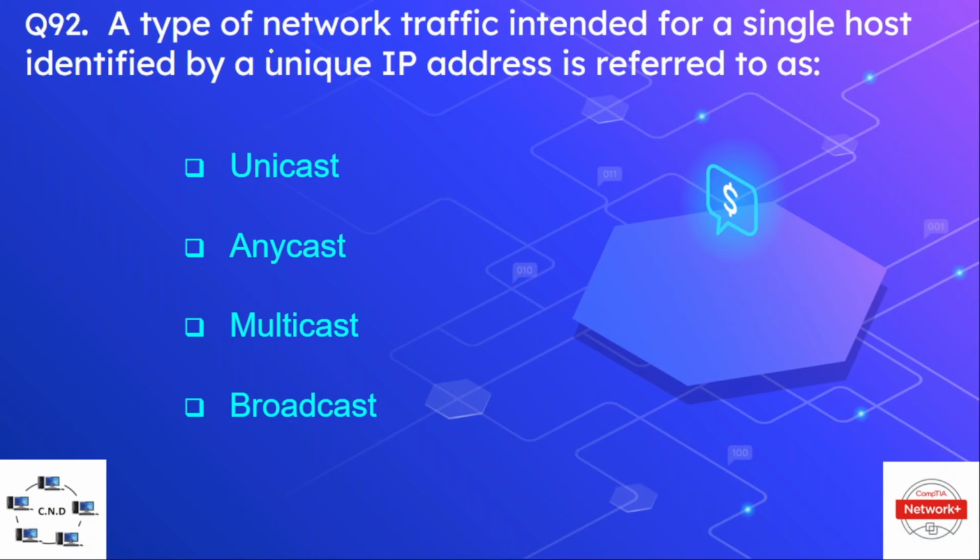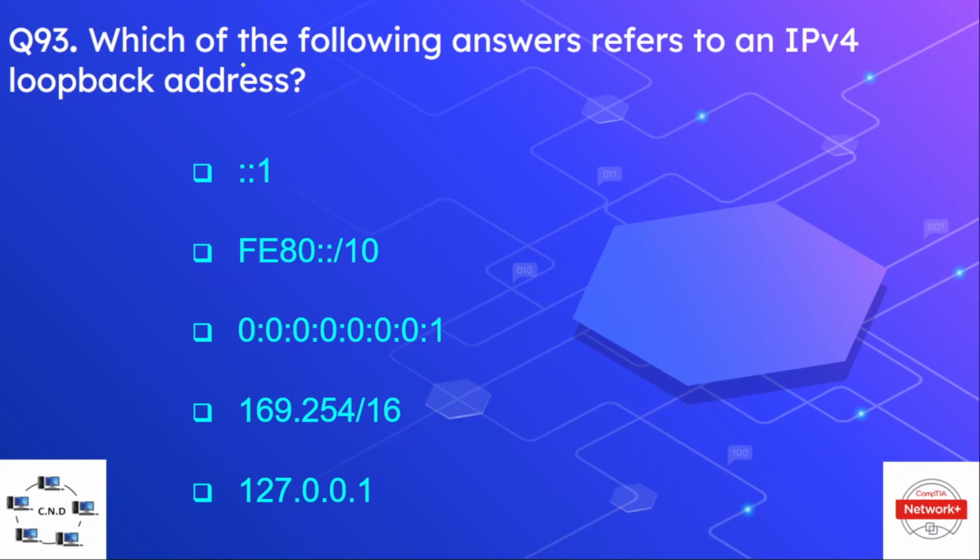Question number 92 is that a type of network traffic intended for a single host identified by a unique IP address is referred to as, and again the options are unicast, anycast, multicast, or broadcast. And the correct option is unicast. Question number 93 is that which of the following answers refers to an IPv4 loopback address? And the correct option is 127.0.0.1, and this is basically the loopback IP address of IPv4.